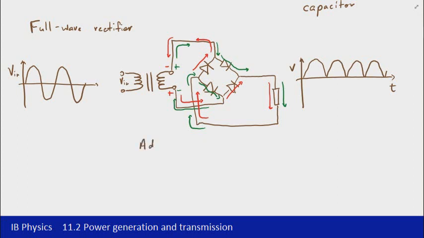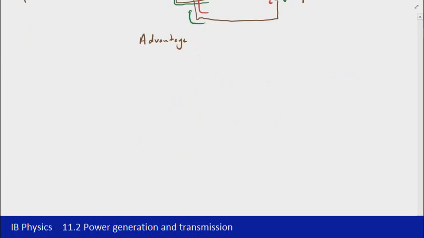So the advantages here, a couple of things to think about with advantages are things like that it uses the whole cycle. So it uses the whole of the input cycle, and again the output is DC, so it's exactly what we wanted to get from this circuit.